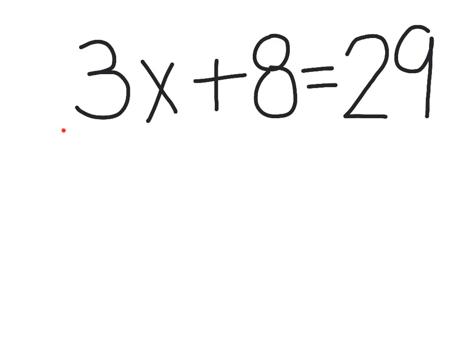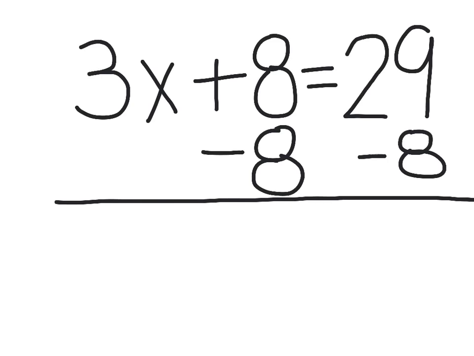Because if I wanted to do minus 3x here, and then I'd have to do it on the other side, I can't do minus 3x from 29. So I need to do minus 8. And whatever I do on one side of the equal sign, I need to do on the other side as well.